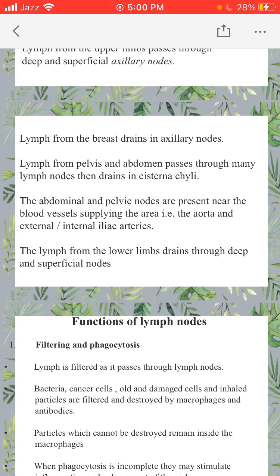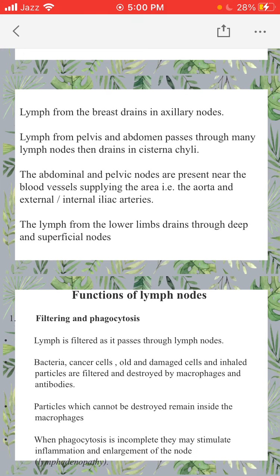Now coming towards the function of lymph nodes. The first function is filtration and phagocytosis. So all the lymph, when it passes through the lymph nodes, undergoes filtration. When the lymph contains bacteria, cancer cells, old and damaged cells, they are also filtered by the lymph nodes and then destroyed by the macrophages and antibodies which are present in the lymph nodes.